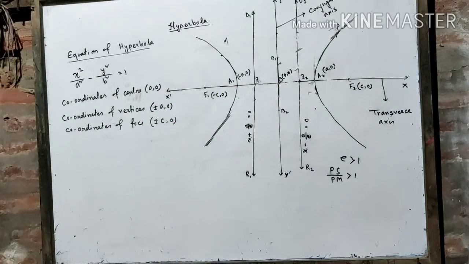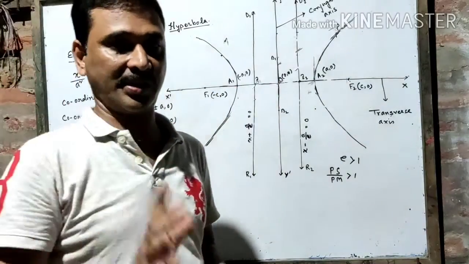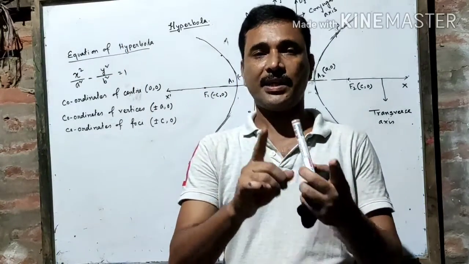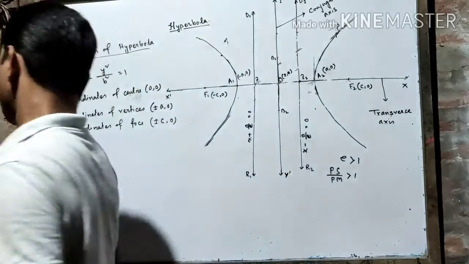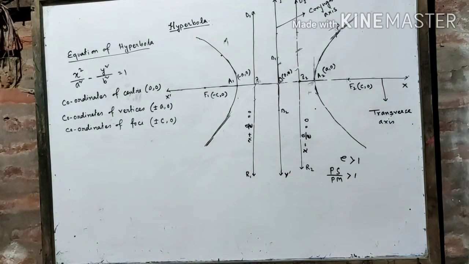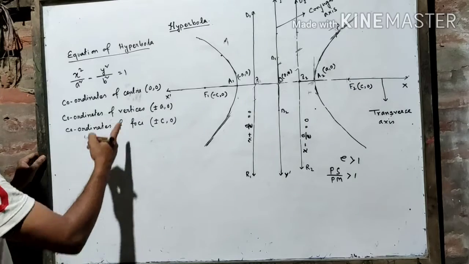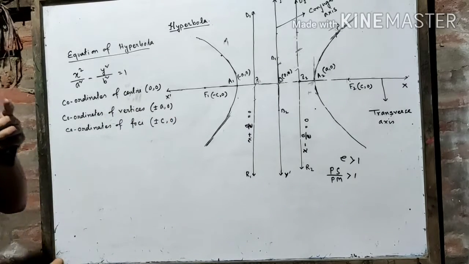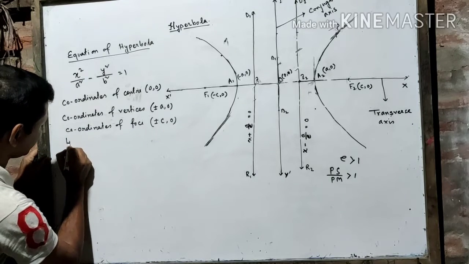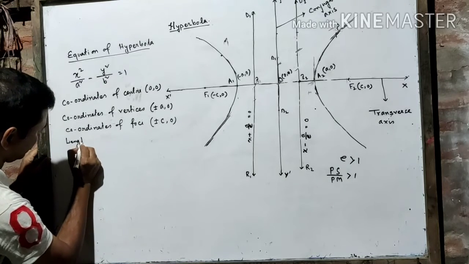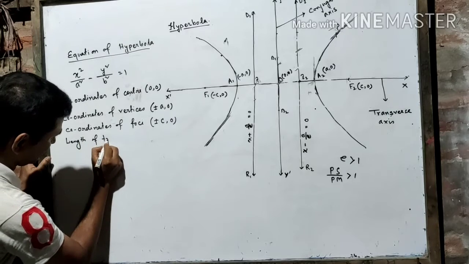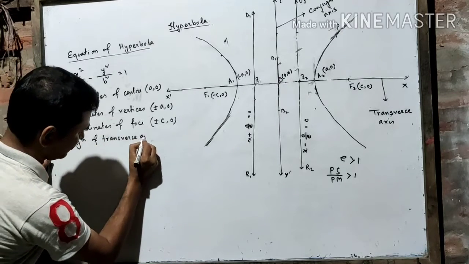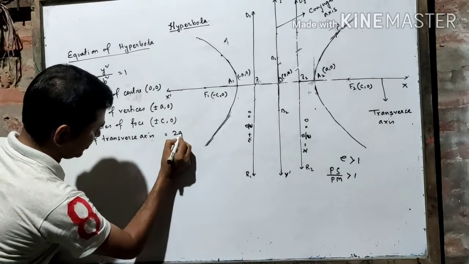That means the distance of the focus from the center is c. Distance of the focus from the center is the length c. OF1 or OF2 is the length c. Okay. Now we're done with the coordinates. Then lengths. Length of transverse axis is equal to twice a.